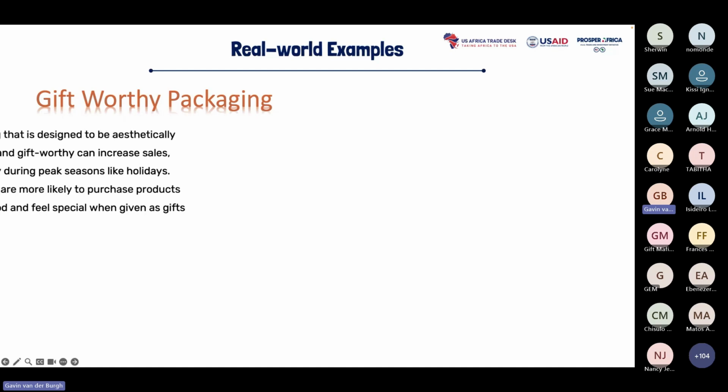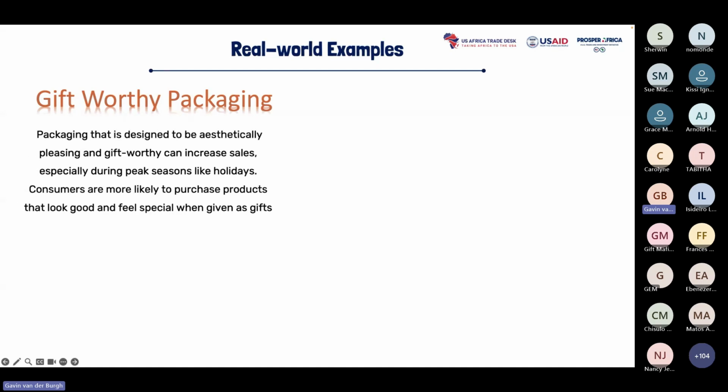So another real world example to have a look at is when you are putting a product in gift worthy packaging. This is something that you are purchasing that you are either looking to give to somebody as a gift, or otherwise something that maybe you just want to keep around in your drawer for a while.